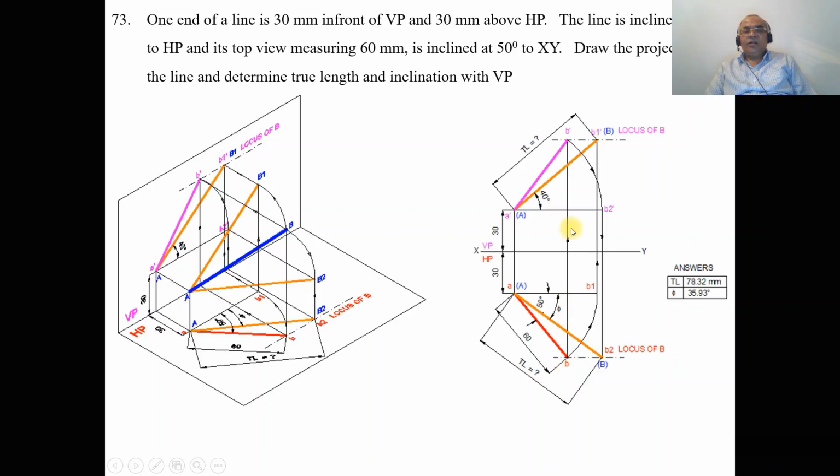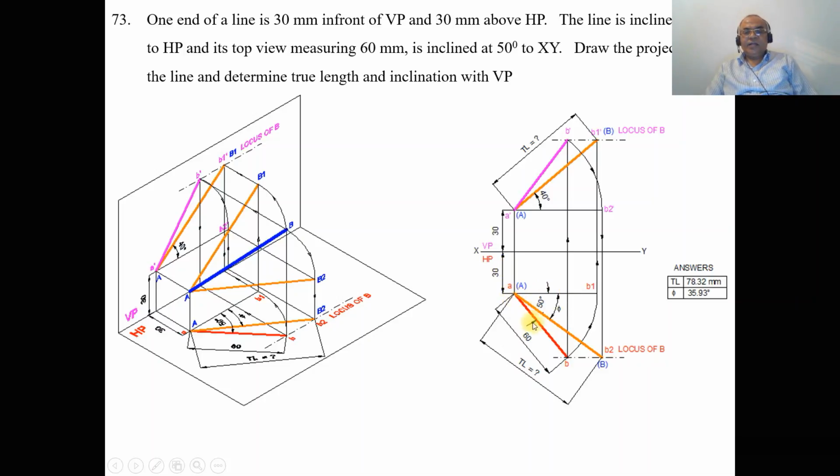Then we need to identify the true inclination, as he has given the true inclination with respect to HP. Obviously that inclination can be seen in the vertical plane, so that means that is the true length line. If I want to find the true length in the vertical plane, that is in the front view, obviously that line has to be parallel in the top view.